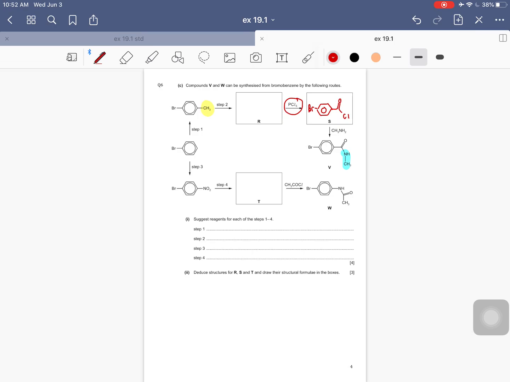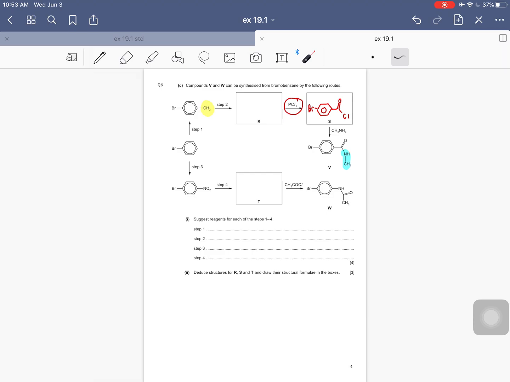So acyl chloride can be attacked by a nucleophile. The methylamine is a nucleophile. The nitrogen with the lone pair attacks the slightly positive carbon, and then the C double bond O breaks, the C double bond O reforms, and the carbon-chlorine bond breaks, eliminating the chlorine. So that's the first hint. That's probably the only difficult thing that you need in order to finish this step.